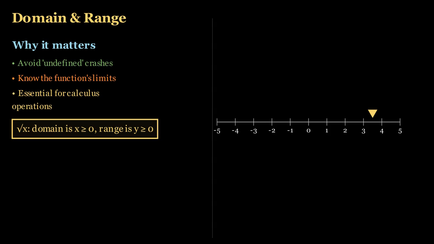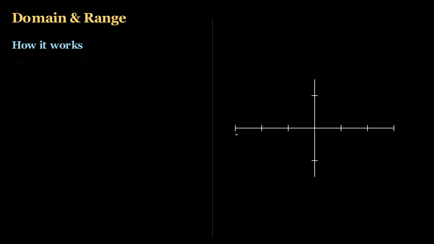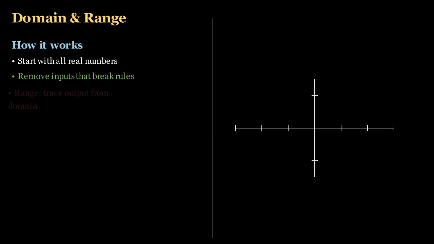To find a function's domain, we always start with the biggest possible set, all real numbers. Then we act like detectives and remove any input that causes a math crime. The two most common crimes are dividing by 0, and taking an even root, like a square root or a fourth root, of a negative number. So for a function like 1 over the quantity x minus 2, we say x minus 2 cannot be 0, which means x cannot be 2. The domain is all real numbers except 2.